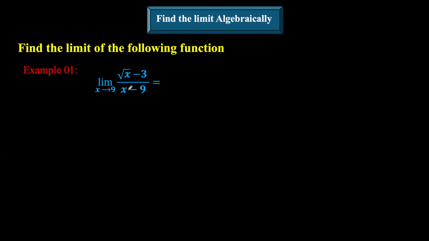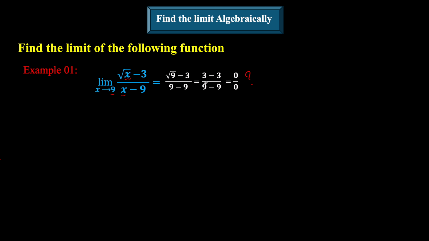What you need to do is first substitute each x by the number 9. So we take the square root of 9 minus 3 over 9 minus 9. 9 minus 9 is equal to 0. Here you have a problem. It is 0 divided by 0. This is an indeterminate quantity.